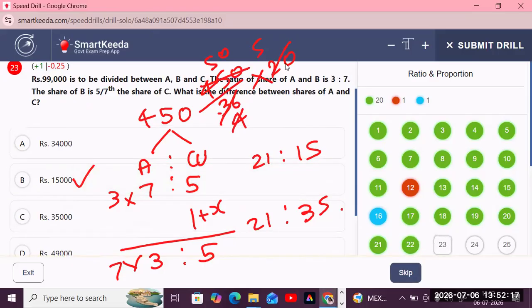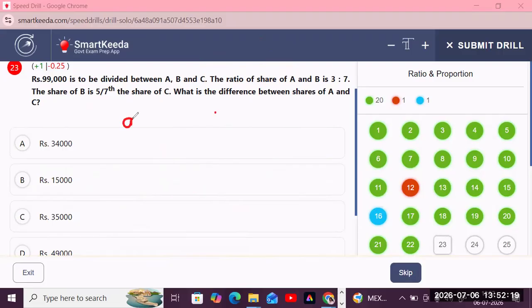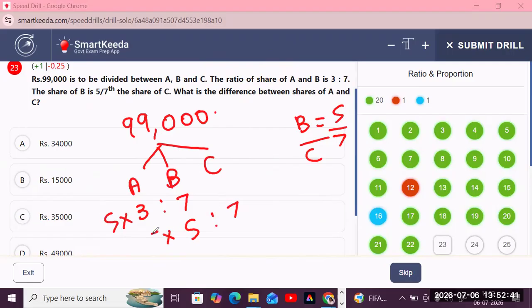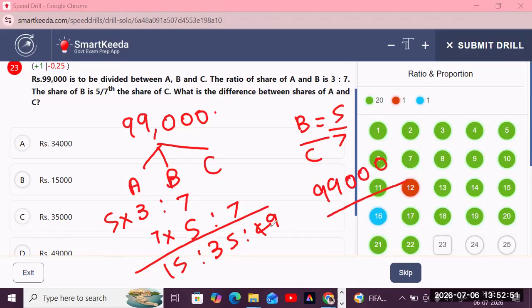Next, 99,000 is to be divided between A, B, and C. The ratio of the A and B is 3 by 7, and the share of B is 5/7 of the share of C. So 5 by 7. The ऊपर 5 से multiply नीचे 7 से 15 by 35 is to 49. What is the difference between the share of A and C?